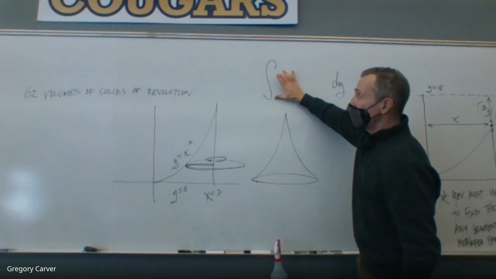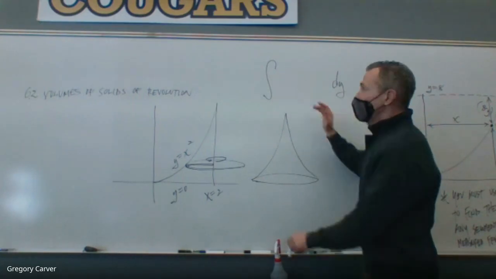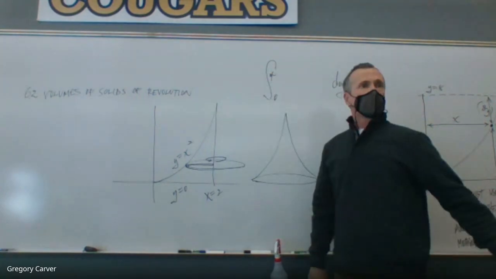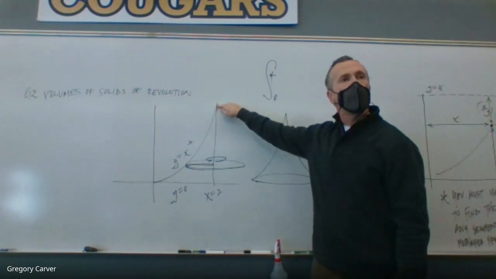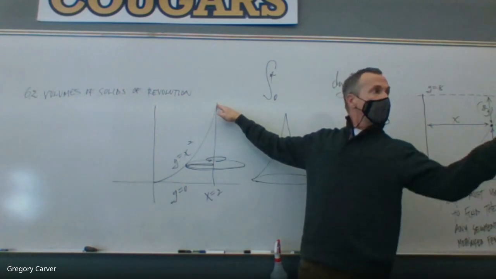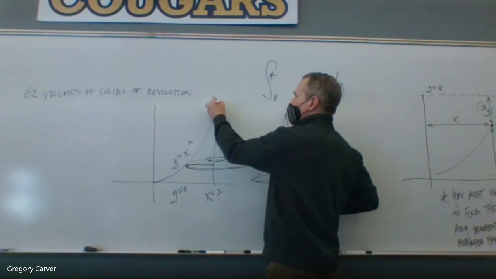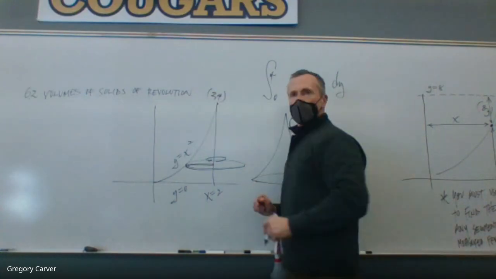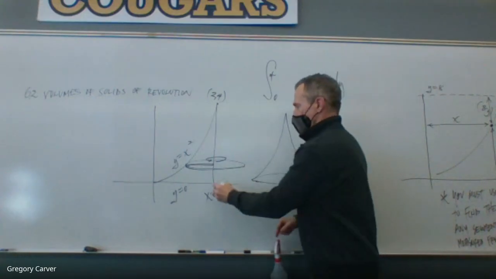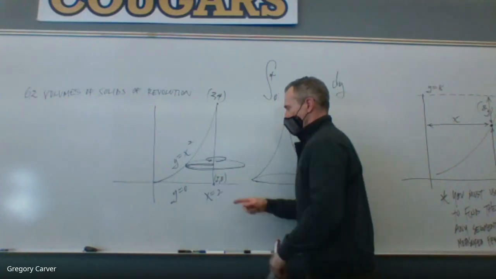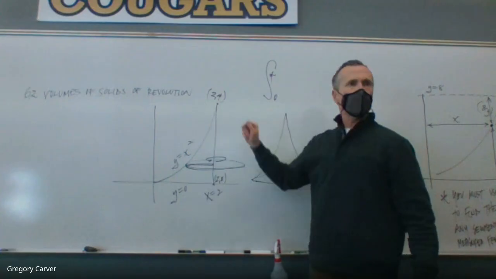Connor, what do you think these bounds might be? 0 to 4. Beautiful. Low y to the high y. And isn't this highest y, this point right here, the point (2, 4)? This is (2, 0). The lowest y being 0, highest y being 4.